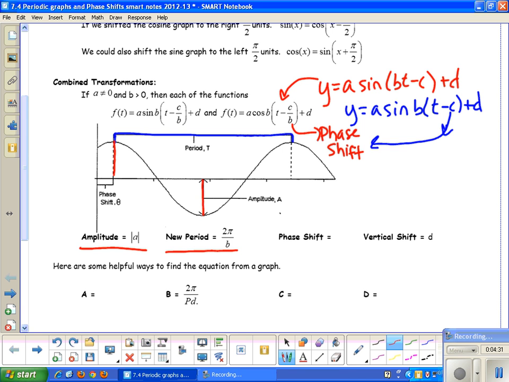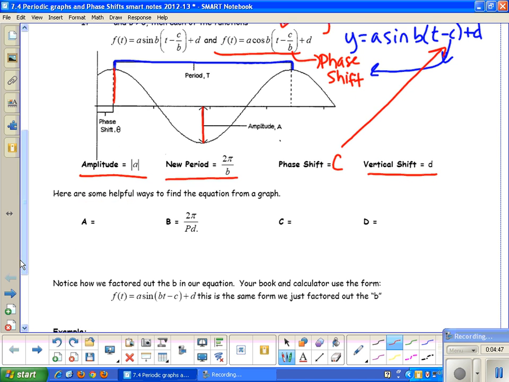To find the phase shift, I'm just going to call it right now your c value, using this equation. If you use this equation up here, your phase shift would be c over b. And of course, your vertical shift is the d value. Those are things we've talked about before. So I'm going to give you some helpful hints to help you find some of these values.